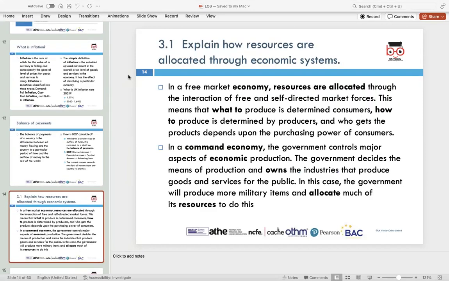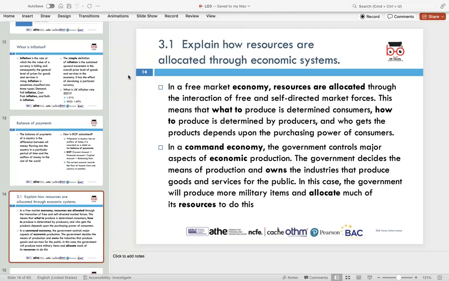Explain how resources are allocated through economic systems. In a free market economy, the allocation of resources occurs via the interaction of market forces that are both free and self-directed. Customers decide what to create, producers decide how to make it, and the purchasing power of consumers determines who gets the products.